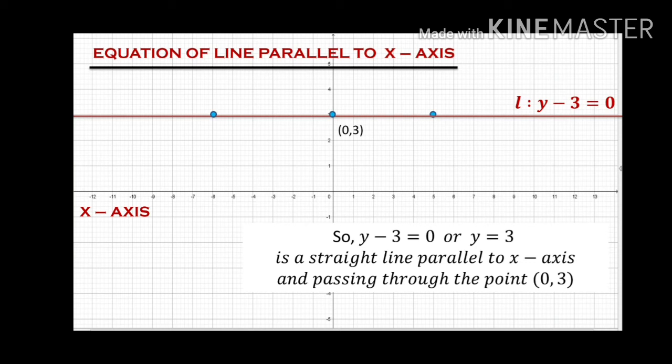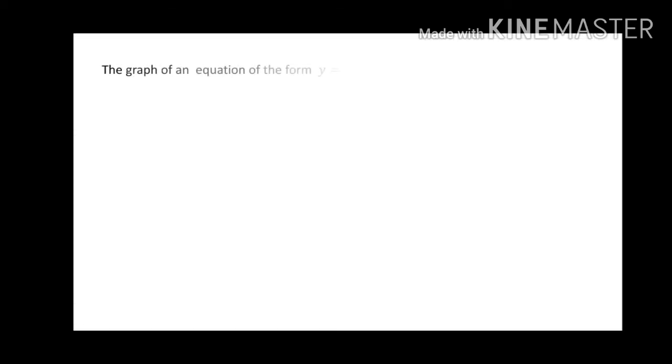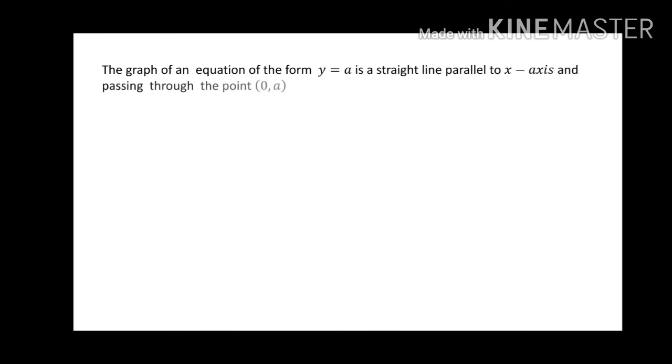Now, moving on. We can say that the graph of an equation of the form y equals a is nothing but a straight line that is parallel to the x-axis and passing through the point (0, a).